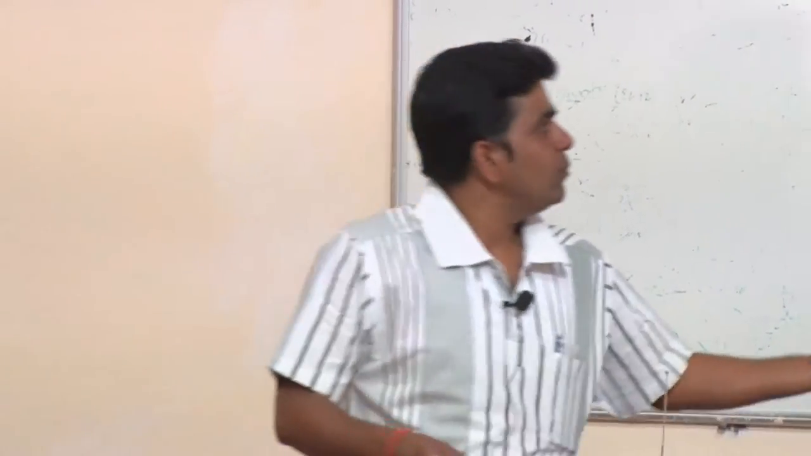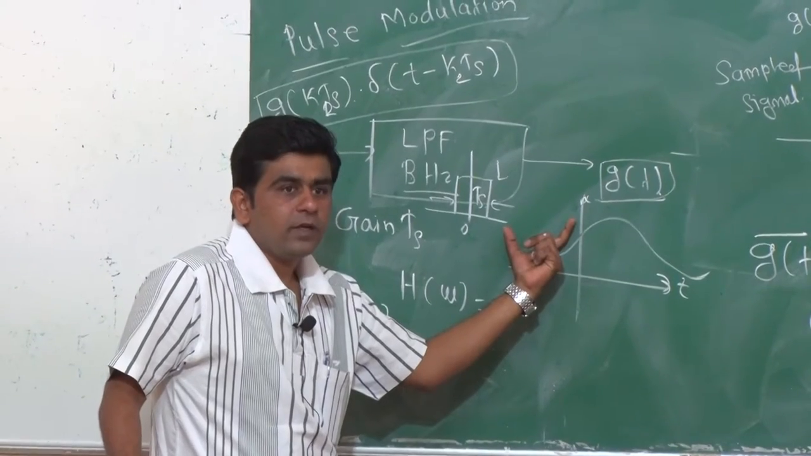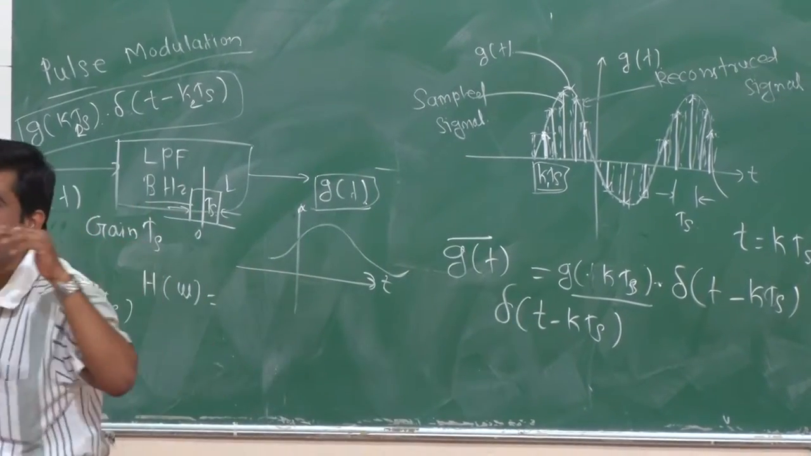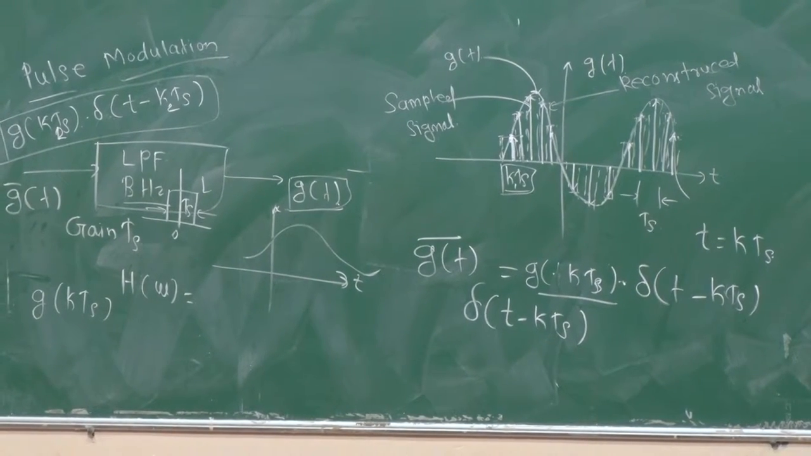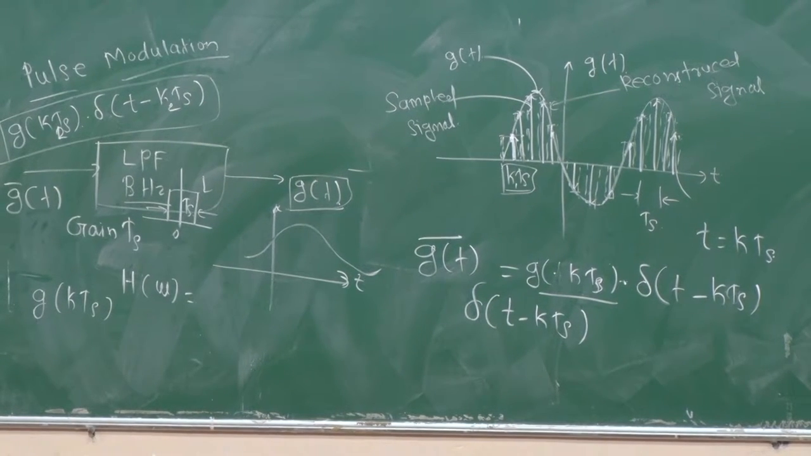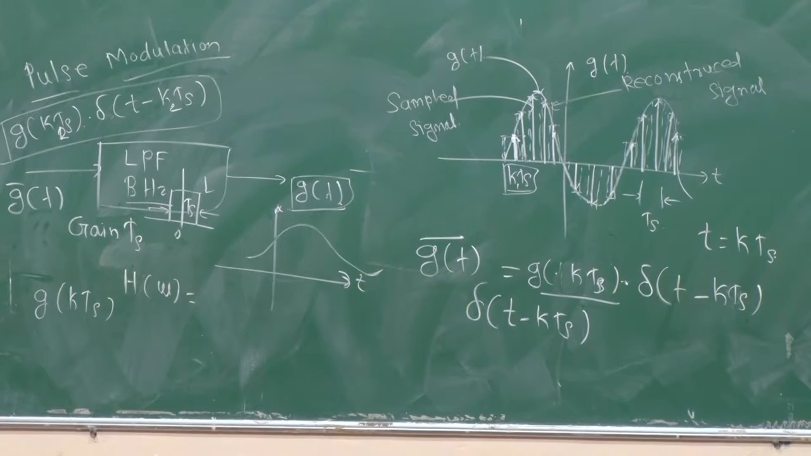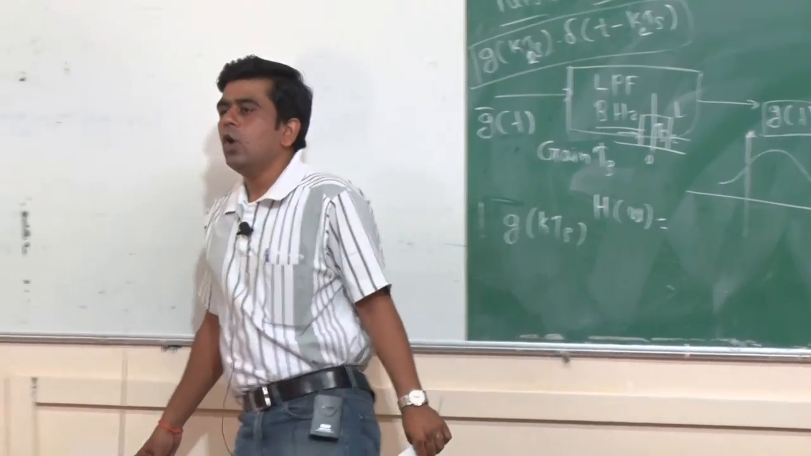So every sample value gets multiplied with your gate impulse, and we get these impulses. So for every sample value, we have one staircase, that is one step. When we combine all these steps, we get a staircase approximation. So this is called a staircase approximation or zero order approximation. Write down, this is called a zero order hold filter. This design is for the zero order hold filter.